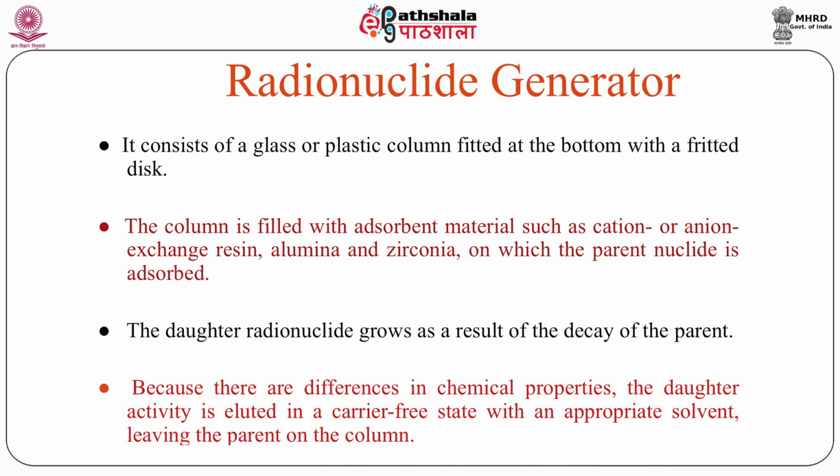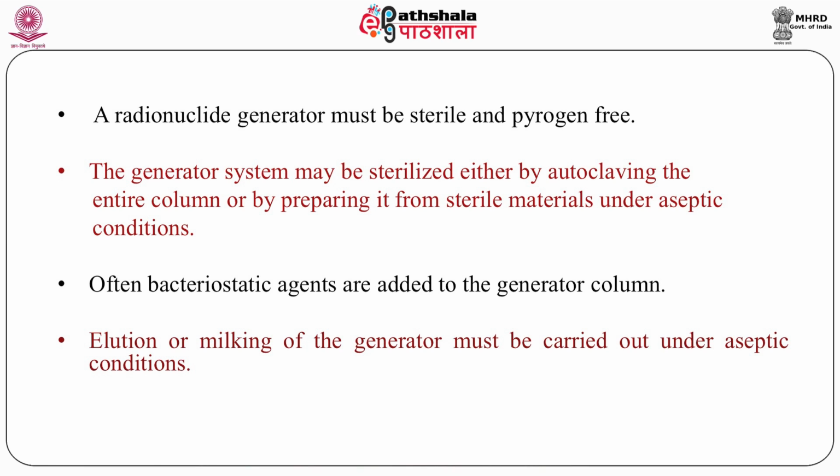Definitely, the parent being used is molybdenum, and the technetium is different. You can say it is a different isotope itself. So it is mostly carrier-free, but some amount of molybdenum comes out, and that is why we have to do certain kinds of quality tests to see whether it can be administered in a human body or not. A radionuclide generator must be sterile and pyrogen free. Why? Because finally the eluate which is coming out is technetium, and that is very important because finally you are going to administer it in the human body. So you cannot take a risk on that.